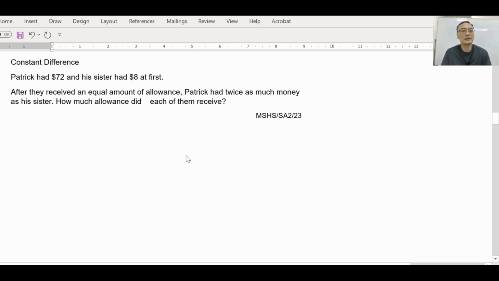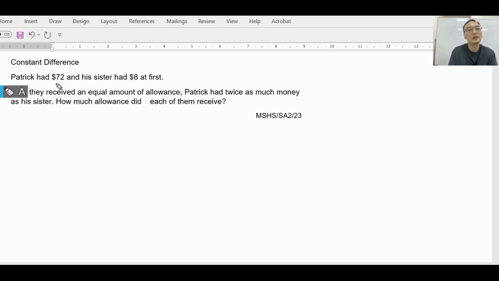I will read the question first and I'll explain to you how we solve this question using this constant difference heuristic. Patrick had $72 and his sister has $8 at first. After they receive an equal amount of allowance, Patrick has twice as much money as his sister. How much allowance did each of them receive?